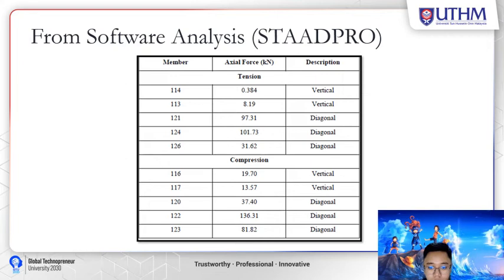After that, results for the compression. Member 116, we get axial force 19.70, vertical. Then member 117, axial force 13.57, vertical. After that, member 120, axial force 37.40, diagonal. Then member 122, axial force 136.31, diagonal, and member 123, axial force 81.82, diagonal.